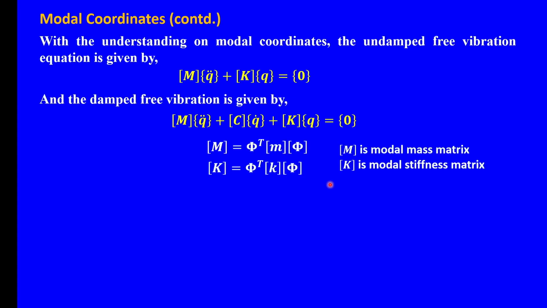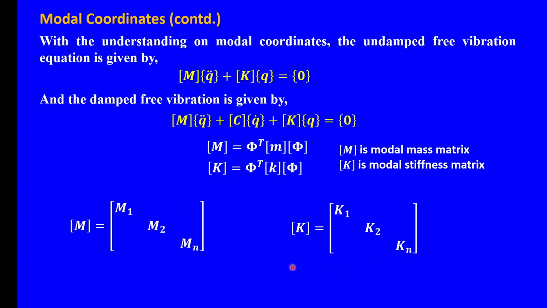Here M is the modal mass matrix, which is generally diagonal, and it can be obtained by taking capital phi transpose, mass matrix, times capital phi, the modal matrix. The modal stiffness matrix is phi transpose K phi. Physically they will look like this. Capital M, the modal mass matrix, is a diagonal matrix having the diagonal elements as the modal mass for the first mode, modal mass for the second mode, and so on up to the modal mass for the nth mode, and the off diagonal elements are all 0. Similarly, the modal stiffness matrix K has the modal stiffness for the first mode, the second mode, and so on up to the nth mode. This is also a diagonal matrix.